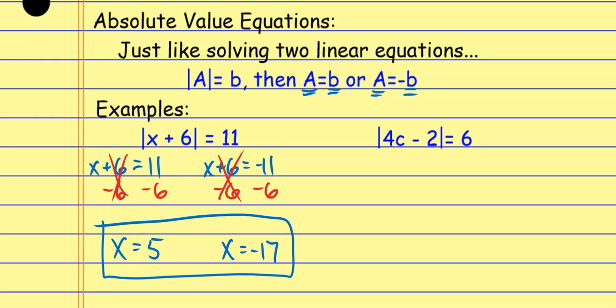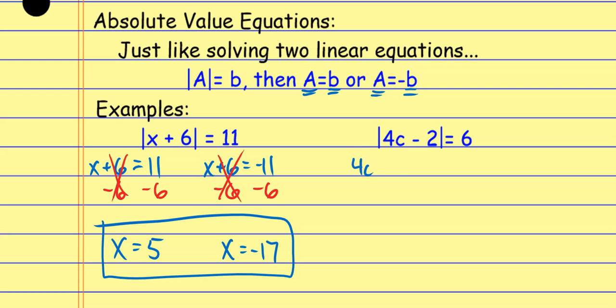If I plug the 5 in, I get the absolute value of positive 11, which is 11 because it's 11 units away. If I plug the -7 in, I get a -11, but the absolute value of -11 is still a positive 11 because it's 11 units away. Okay? If I look at the next one, same kind of thing.